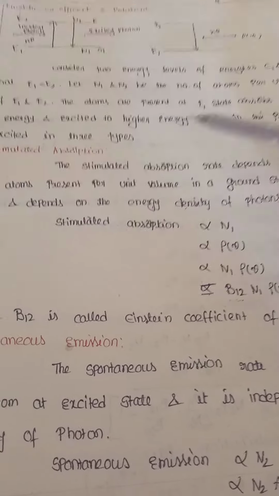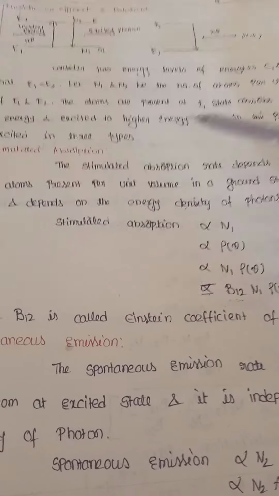One is the absorption process and another one is the emission process. So at thermal equilibrium, the upward transition is equal to the downward transition. That means the absorption process must be equal to the emission process. So here the stimulated absorption is equal to stimulated emission plus spontaneous emission.